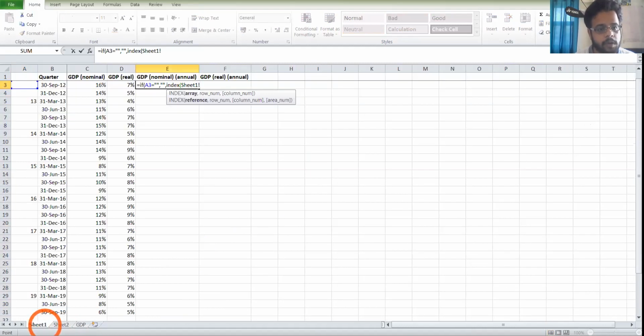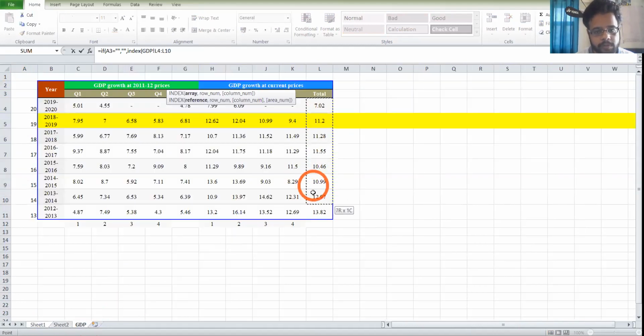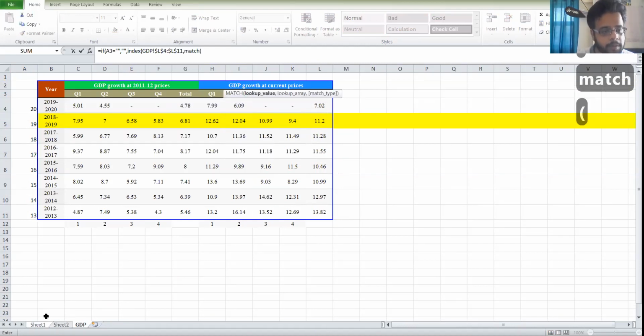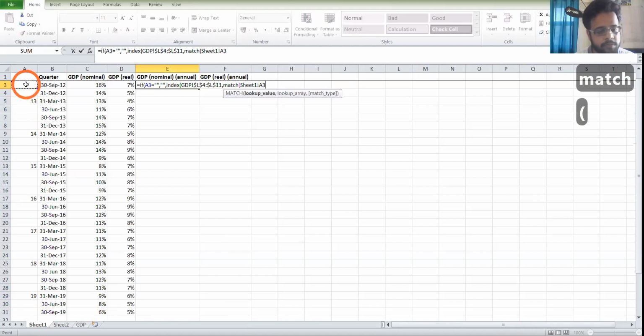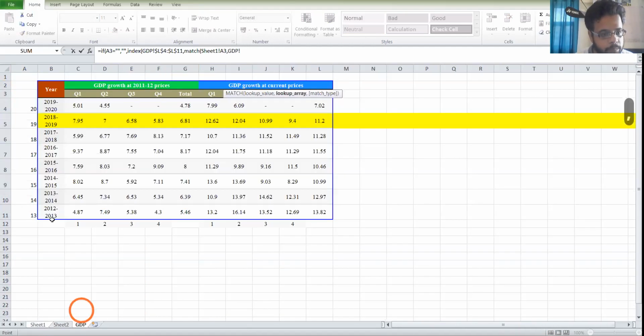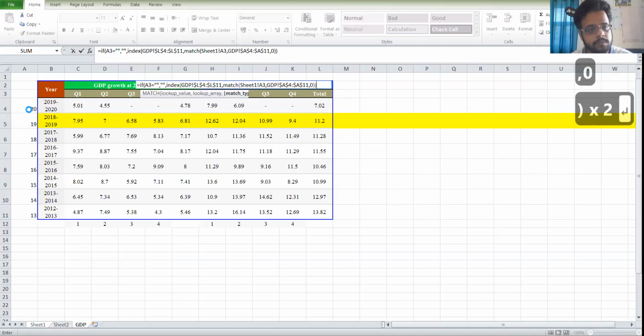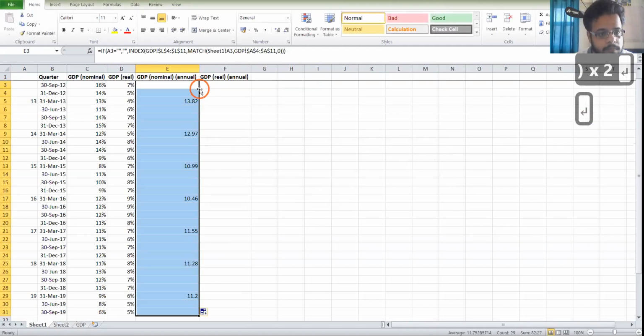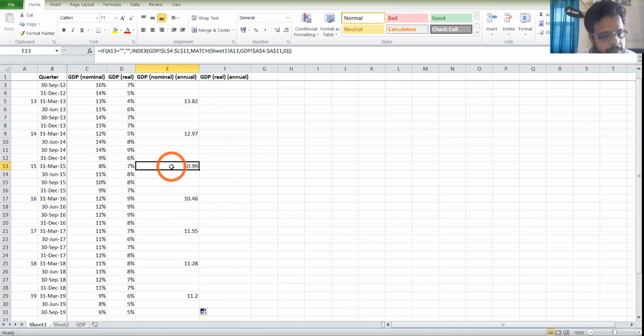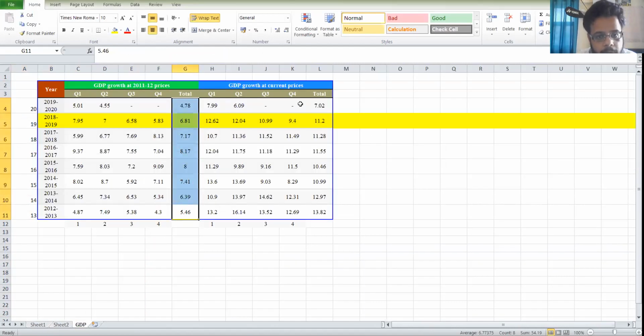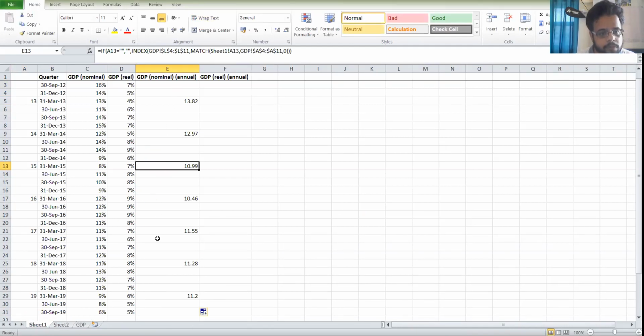we're taking the nominal growth rates. Nominal growth rates is this thing. So I want the data from there. The row number should be matched by my lookup value, which will be this. My lookup array will be this. And I want an exact match. And again, the annual growth rate for FY15 should be 10.99%. And it is FY15, 10.99%. Perfect. So this is done.